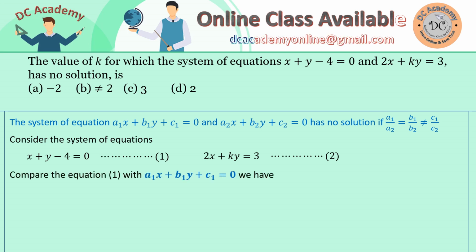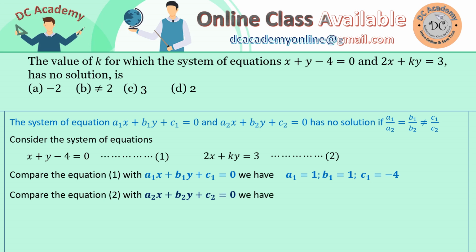Let's go ahead. First we compare equation 1 with a1x plus b1y plus c1 equal to 0, which gives a1 equal to 1, b1 equal to 1 and c1 equal to minus 4. And if we compare equation number 2 with a2, b2, c2, the same equation in another form, then we get a2 equal to 2, b2 equal to k, and c2 equal to minus 3. Why? Because in this equation we have to take the constant term 3 from the right hand side, that is plus 3, to the left hand side, because only then can we compare.